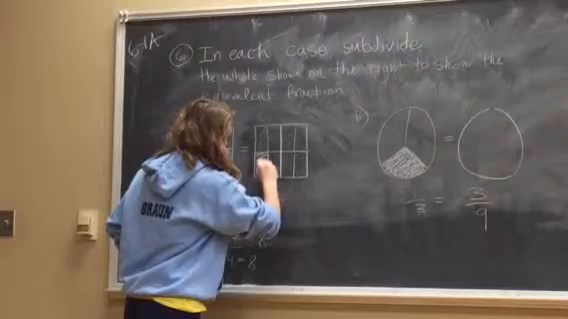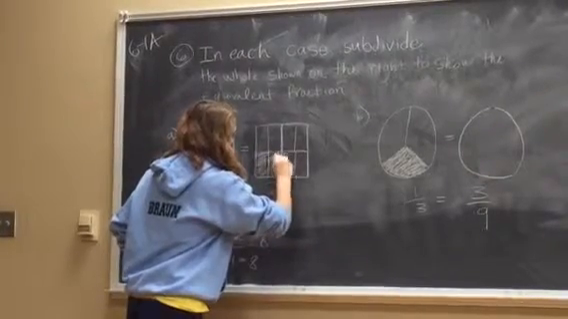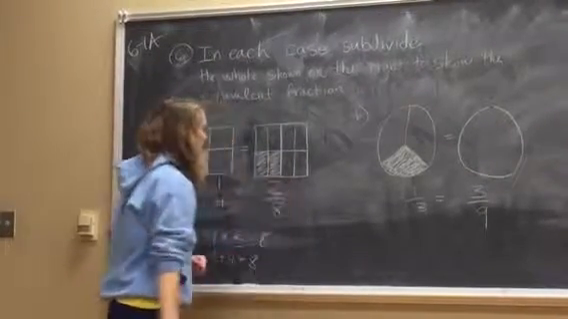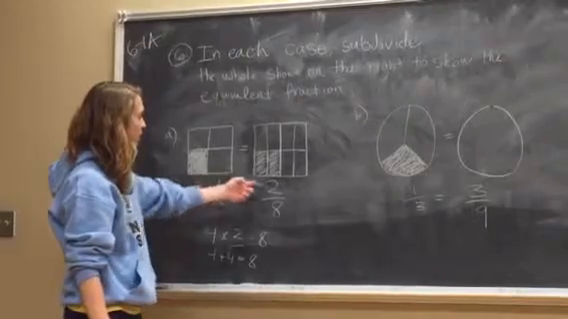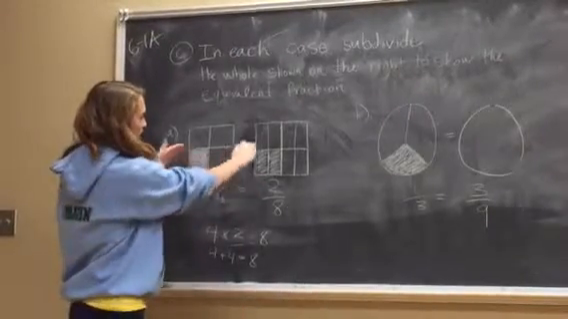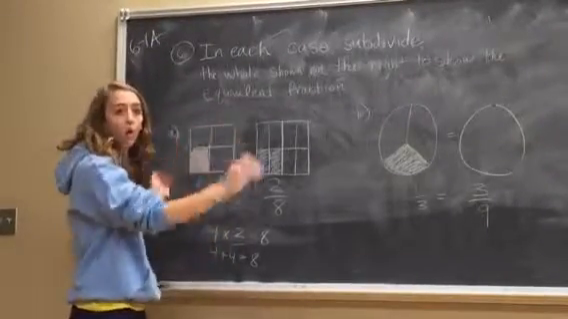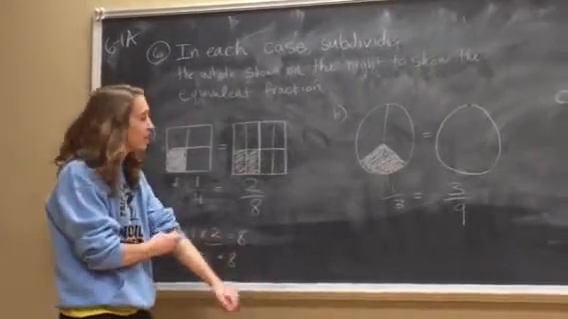Now we just need to shade in 2 out of those 8. So we go 1, 2. And look at that. It's the same thing. 1/4 and 2/8 take up the same amount of space in that whole. We're going to move on to B.